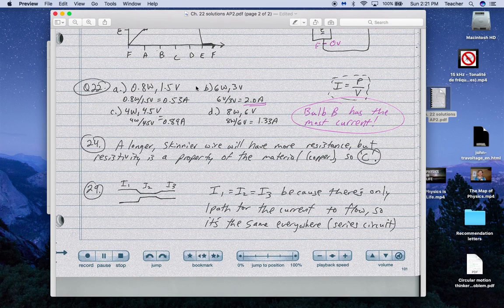Further, question 22, this relates to the power formula. P equals V times I, or I equals P divided by V. We can use that to figure out the current of each of these, and therefore bulb B had the most current.